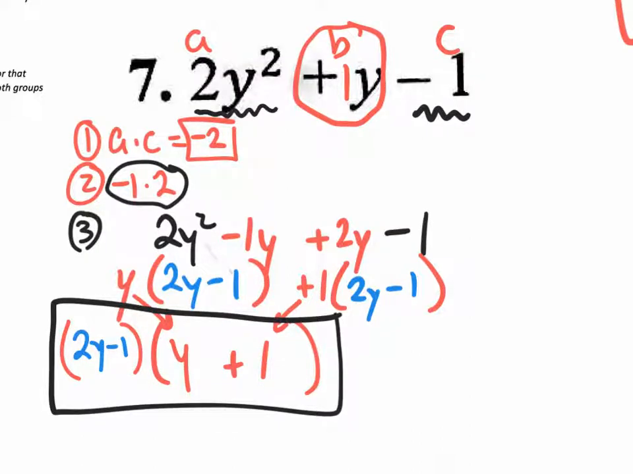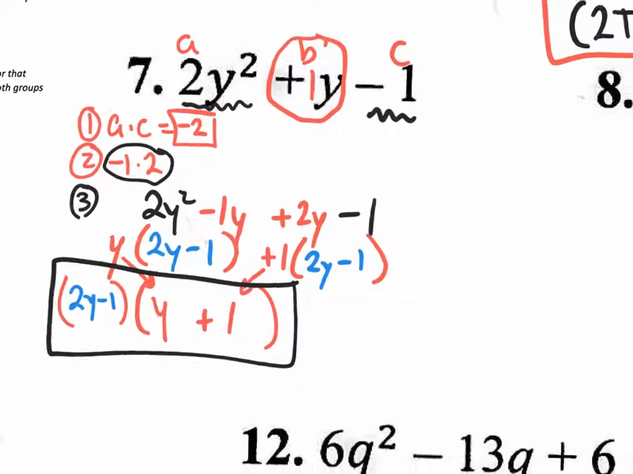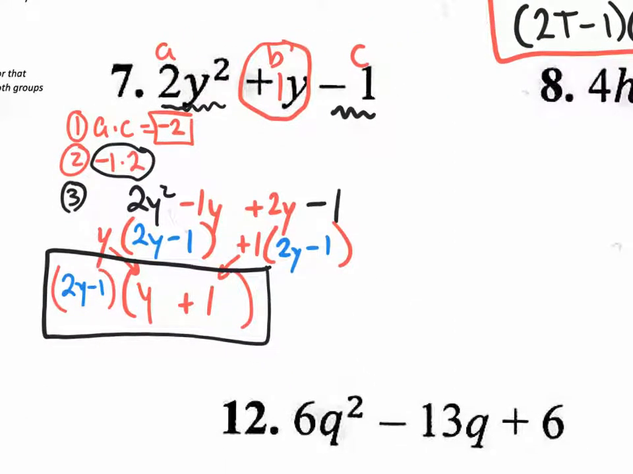If you want to double check, you could just distribute and see if it really does give you that quadratic trinomial, which it will. Let's move on to the next odd one, number 9.